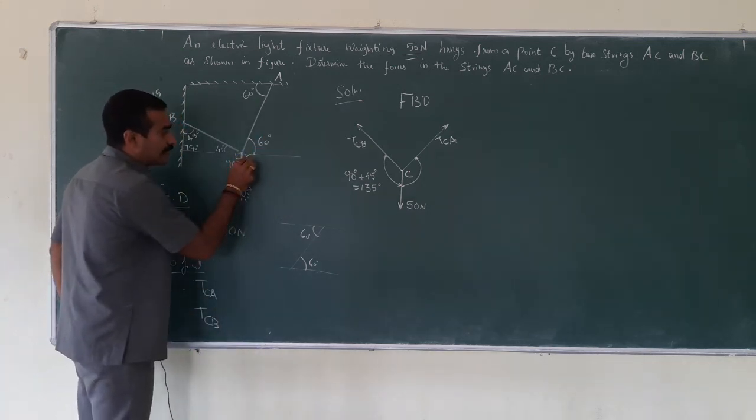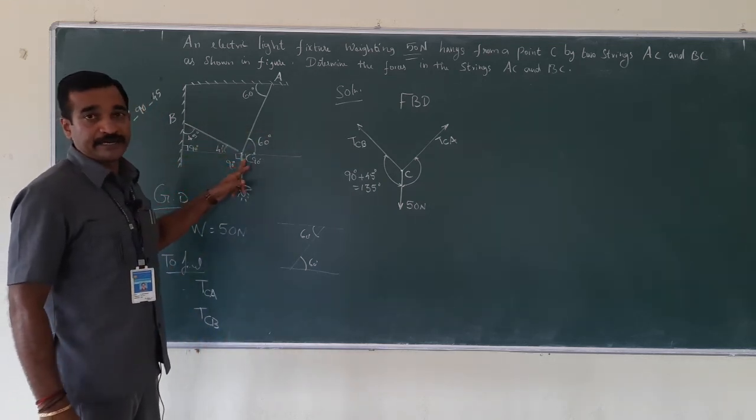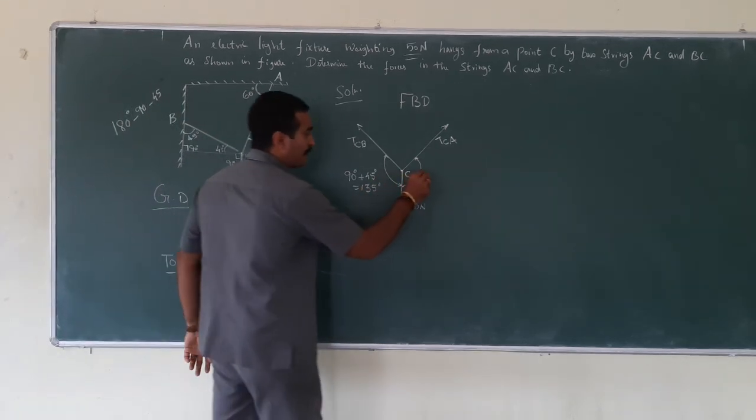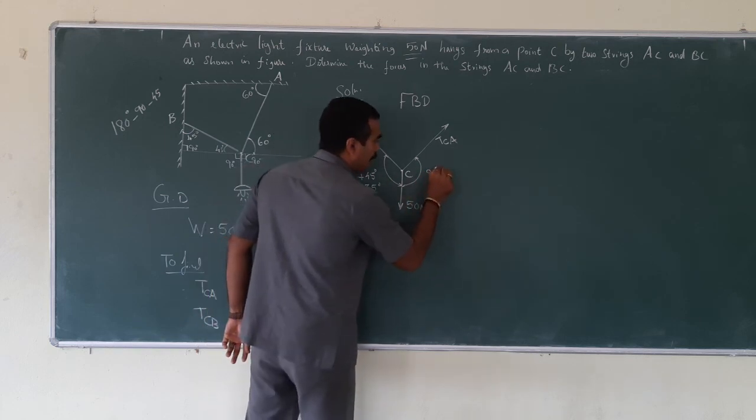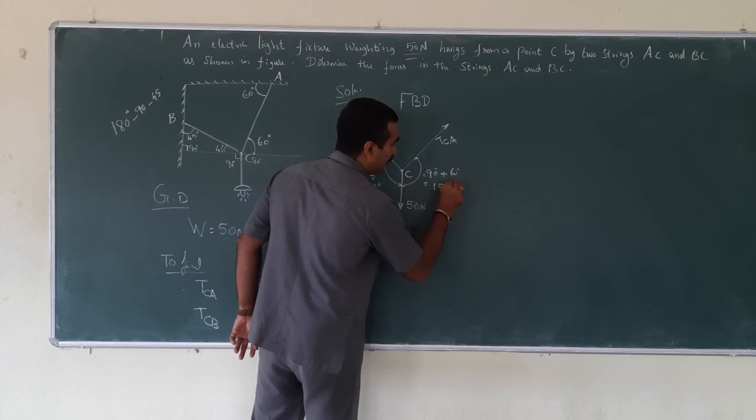Right? Then what about this angle? This could be 90 degree, because the horizontal is making a right angle. So this could be 90 degree plus 60 degree, which is equal to 150 degree.